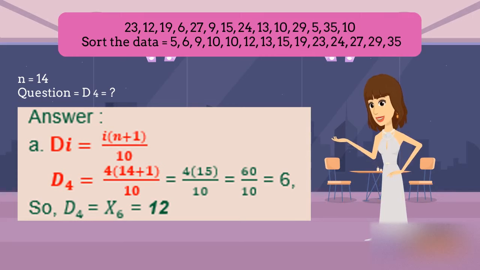Now we find D4 by using the formula i times n plus 1 divided by 10. We change the i to 4 because we're looking for the 4th decile, and we change n to 14 according to the number of data. So 4 times 14 plus 1 divided by 10 equals 4 times 15 divided by 10 equals 60 divided by 10 equals 6. So D4 equals x6 equals 12. It means that the location of D4 is in the 6th data, which is 12.